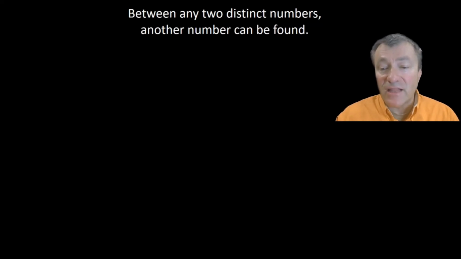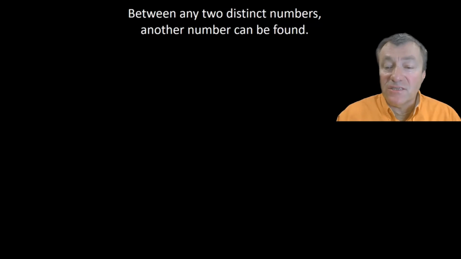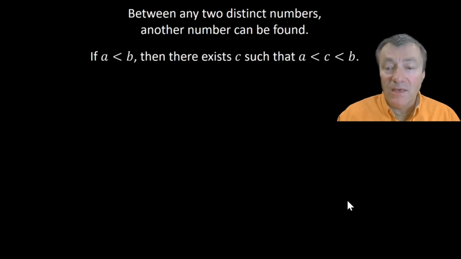We're trying to do analysis. Here's a typical kind of statement that we might see in real analysis. This example says that between any two distinct numbers, another number can be found. Here is a paraphrase of that statement. Same thing. If A is less than B, then there exists a number C such that A is less than C is less than B.